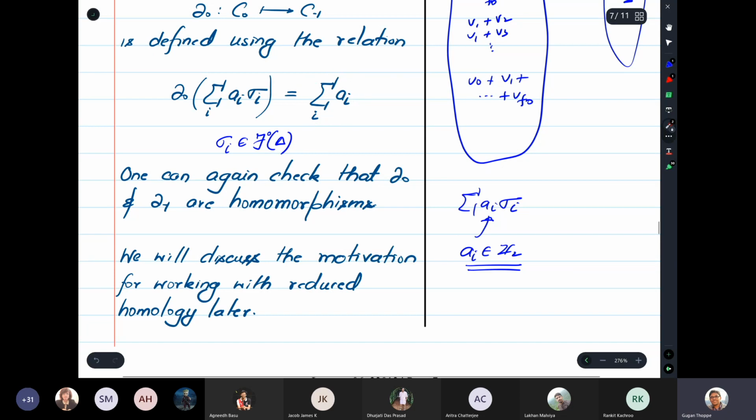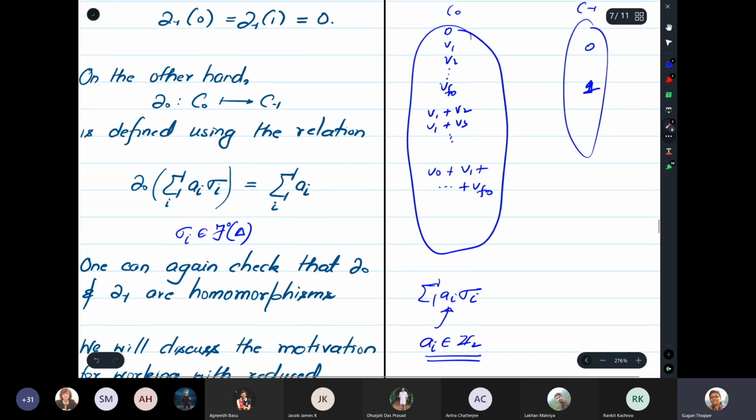Since each a_i is an element in Z2, you can add these numbers, and whatever the result is, that will be an element in Z2. Is this okay? So for some chains this number will be 0, and for some it will be 1. And that's how you decide if you want to map this to this, this to this, and so on. So let's do an example.